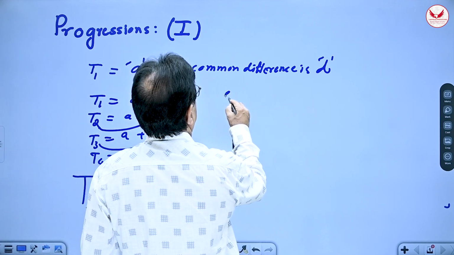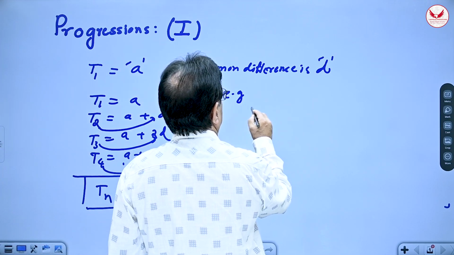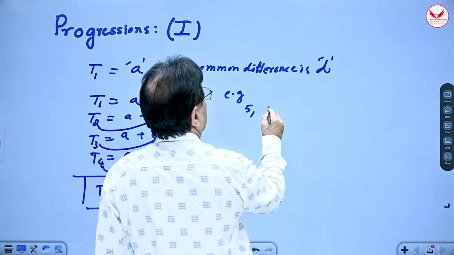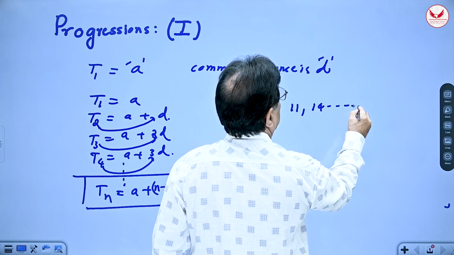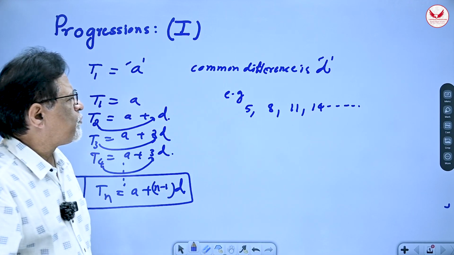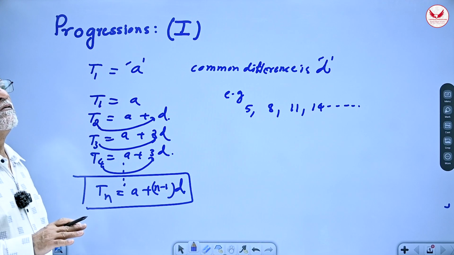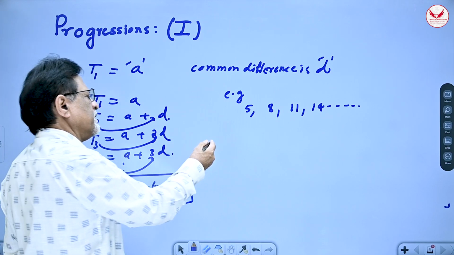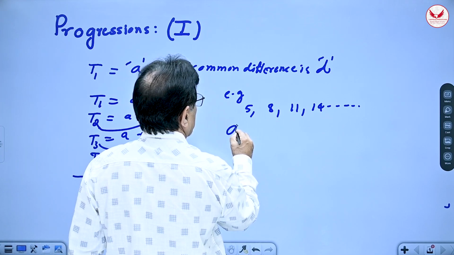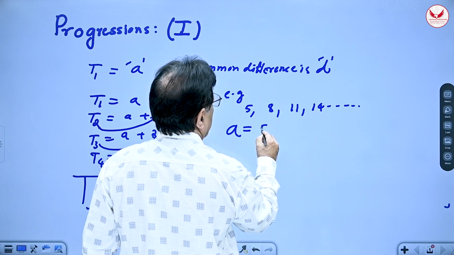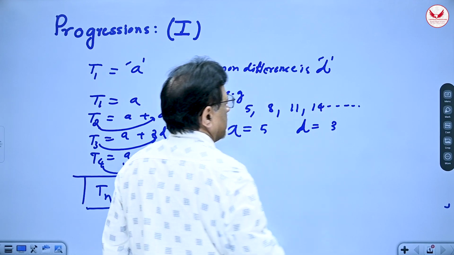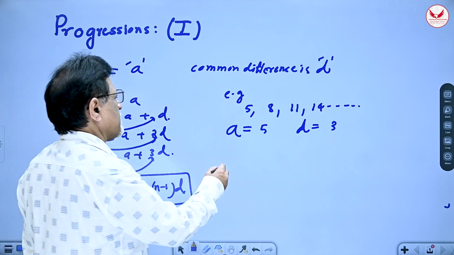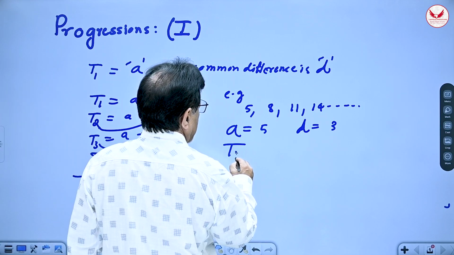Now let us see an example. Suppose I started with the previous sequence, that is 5, then 8, then 11, then 14 and so on. So all that I have to do is to identify two things. What is the first number and which number is being added? So what is the first number? That is denoted by A. A is 5 here. And what is the common difference? D, which is equal to 3 here. Correct? So which means I can immediately find out Tn.